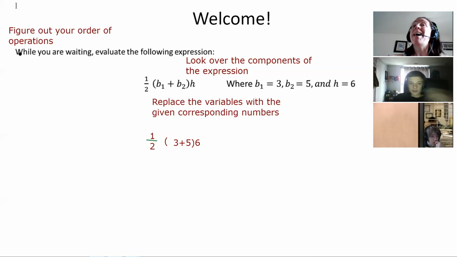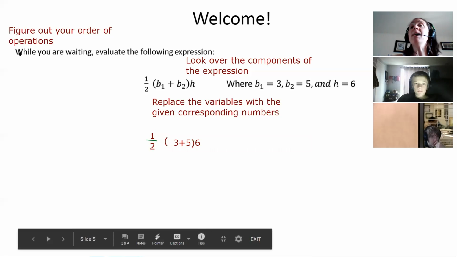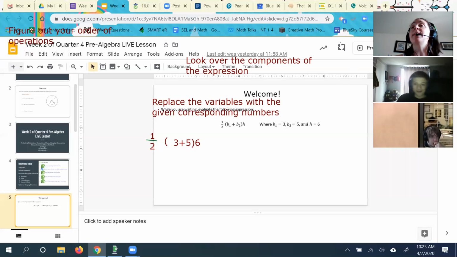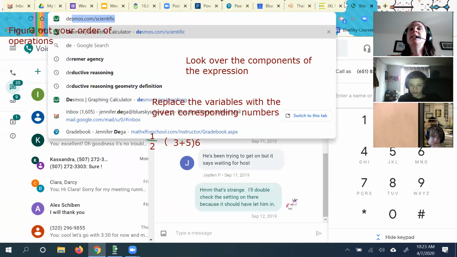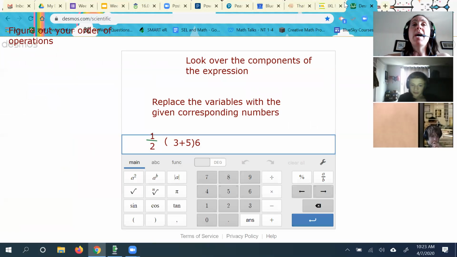Or if you're not comfortable with that, it's absolutely okay to go to our greatest calculator in the world, Desmos. Abso-fruitly, as Michael Scott would say, abso-fruitly.